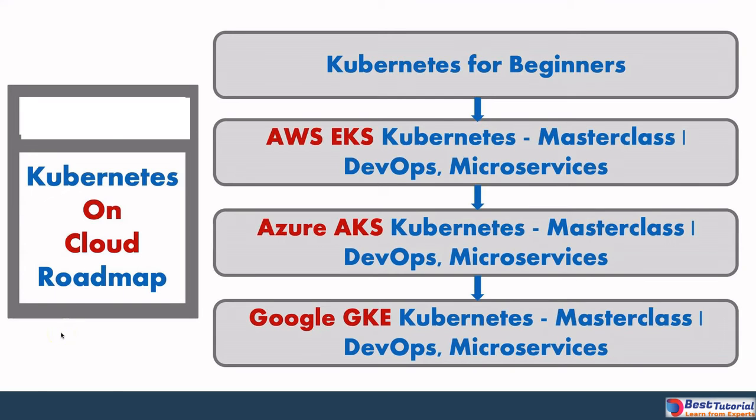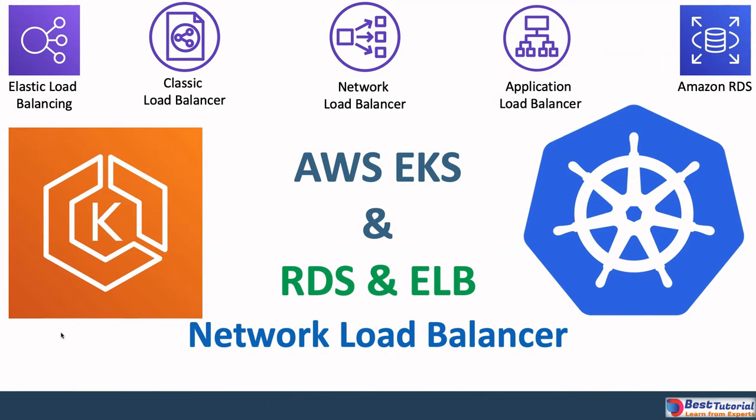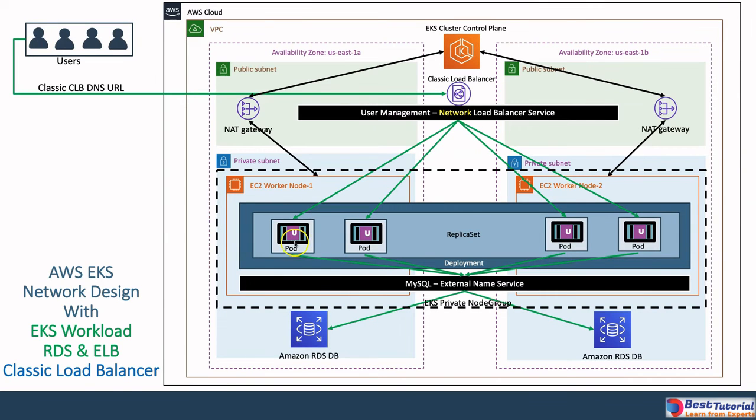Welcome back. In this lecture, we are going to create a network load balancer. So in previous lectures, we have created the classic load balancer. So now we are going to create a network load balancer manifest and then deploy it to create a network load balancer in AWS in our architecture. So the entire architecture is going to be the same. The only change here is that instead of a classic load balancer service, we are going to create a network load balancer service.